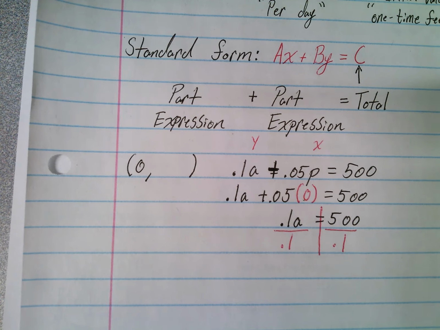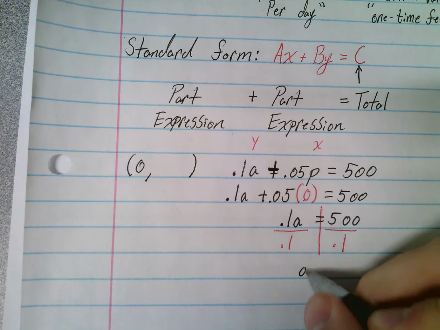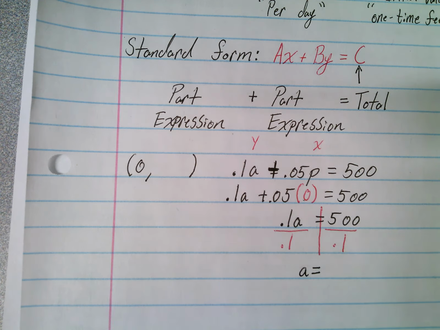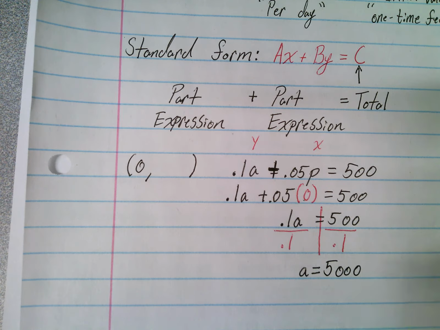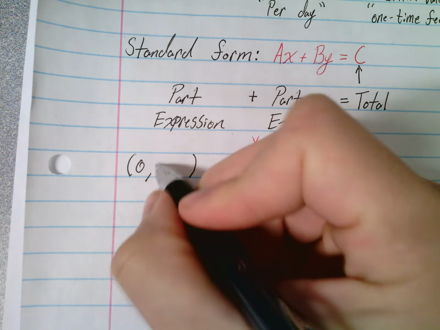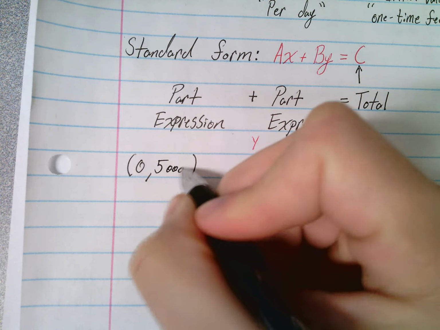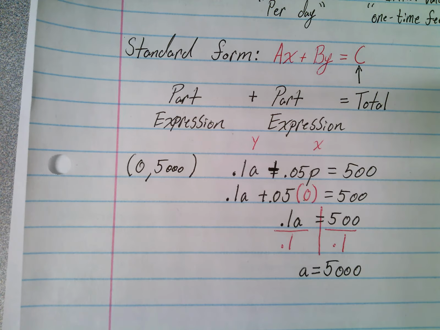Because this is 0.1 times a. Now, another way to think about dividing by 0.1, it's the same thing as multiplying by 10. So I know that a here, the number of aluminum cans, needs to be 5,000. So I can plug in this point, my y-intercept will be 0, 5,000.